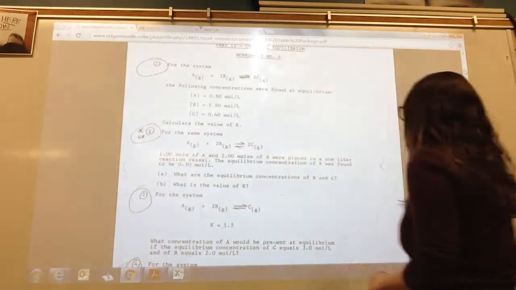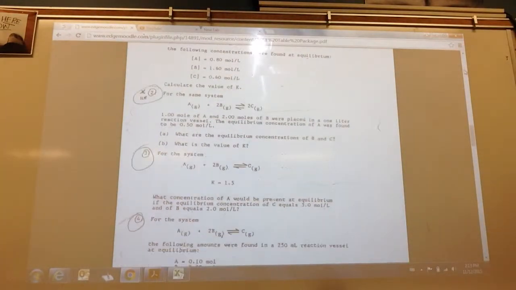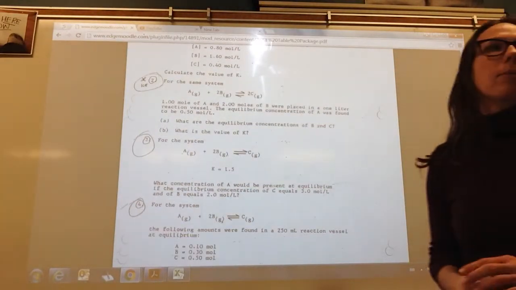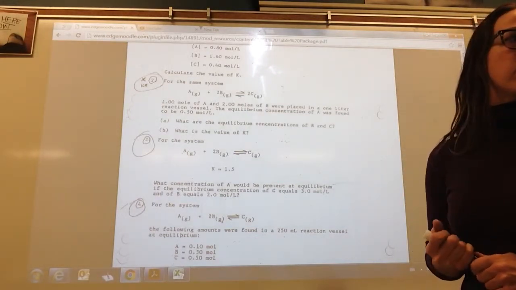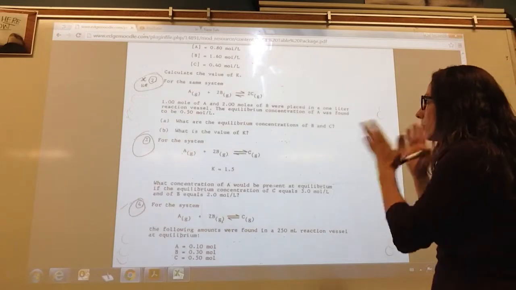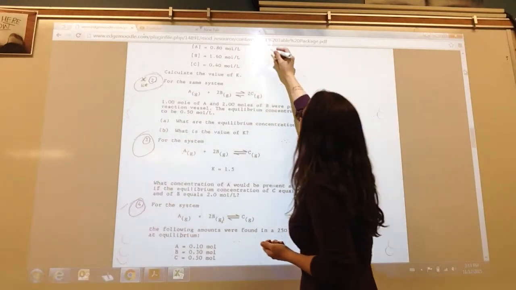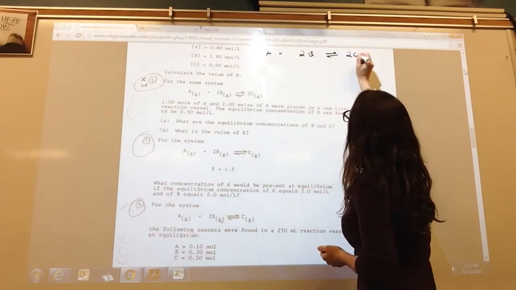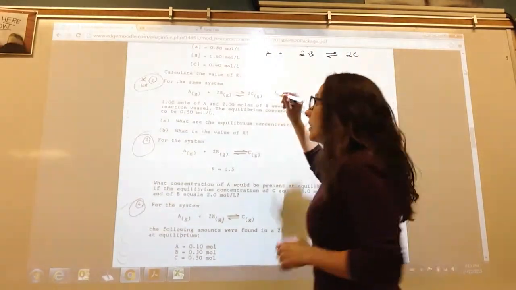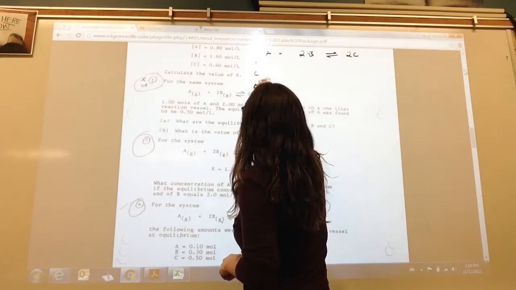Okay, so let's move to 2 because 2 is an ICE table. So I'm just going to skip over 1 in the interest of time, and we're going to do 2 together. All right, so first step was to write that down, right? So A plus 2B arrows 2C. Then I'm going to write ICE: initial, change, equilibrium.